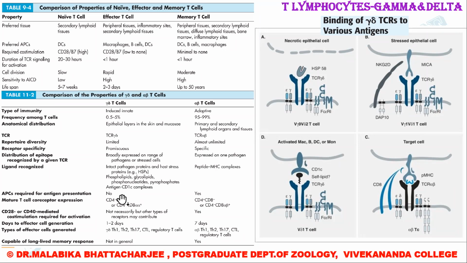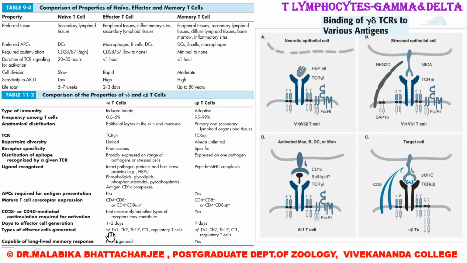And this particular property actually tells us the fact that the gamma delta T cells have evolved earlier than the alpha beta T cells, as the gamma delta T cells do not require the antigen to be processed in a defined manner as required by the alpha beta T cells. So the gamma delta T cells recognize the antigen in a manner very similar to the recognition done by the pattern recognition receptors.